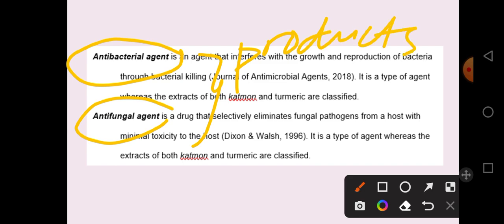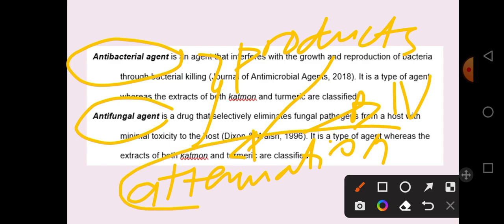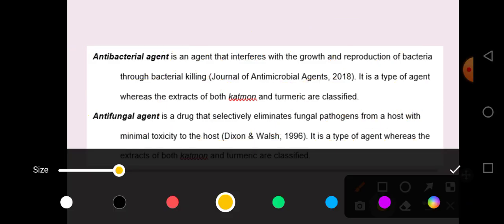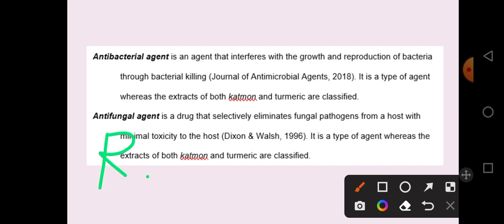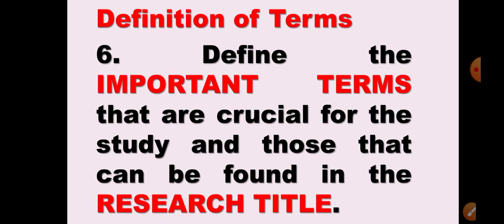And the products of the study are actually based from what? It is based from the attenuation process. Okay, the attenuation process of what? Of the independent variable. And where can we find these terms? Okay, so these terms, the attenuation process, is actually found in our research title. So meaning to say, class, we must also define the other important terms that are crucial for the study and those terms that can be found in our research title.